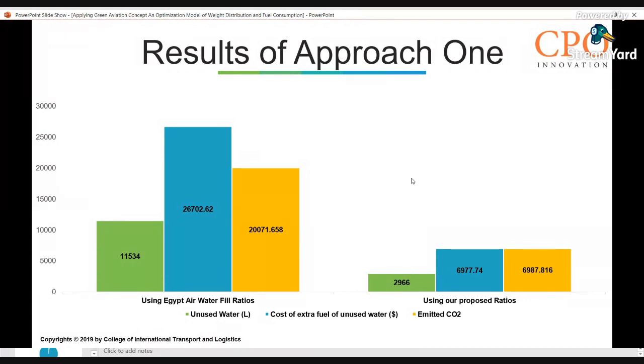The cost of extra burnt fuel because of the unused water, they used to pay around $26,000. Today, they only have to pay about $7,000, which is much less. As for the emissions, which is the main factor, Egypt Air used to emit around 20 tons of CO2 each month from this short trip. Now they emit around 7 tons only for this trip.